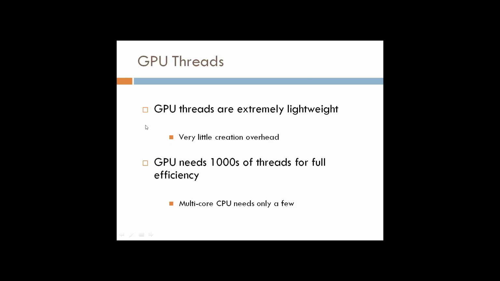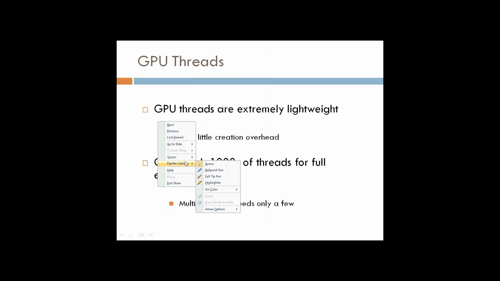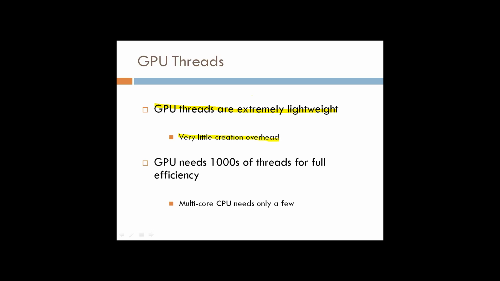GPU threads are extremely lightweight processing units, and they have very little creation overhead. The GPU needs thousands of threads for full efficiency, so we can launch thousands or millions of threads. But if we talk about multi-core CPUs, they need only very few threads.